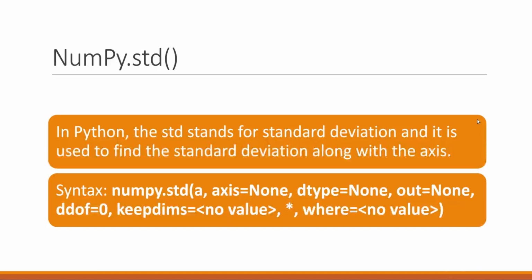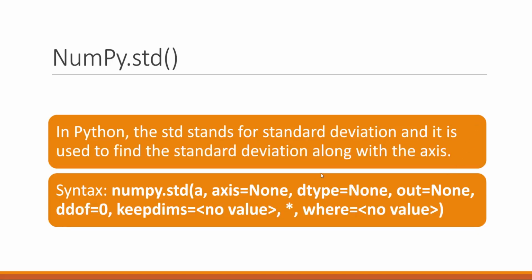Now we will understand the next function, that is numpy.std. Basically the std stands for standard deviation, and it is used to find the standard deviation along the axis, and this function is used to calculate the amount of variation in an array, and this method is also known as the square root of the mean standard deviation.